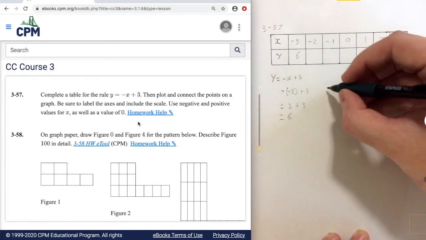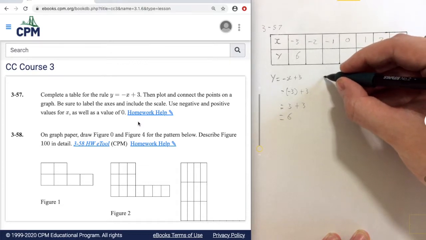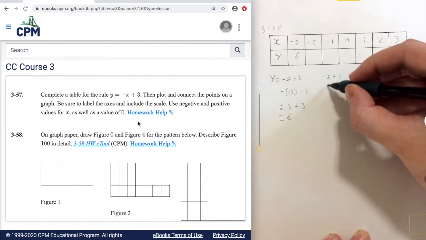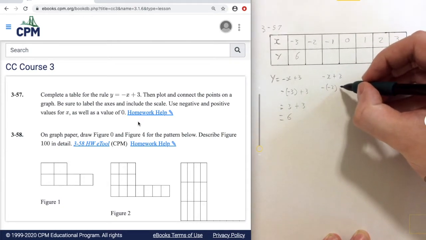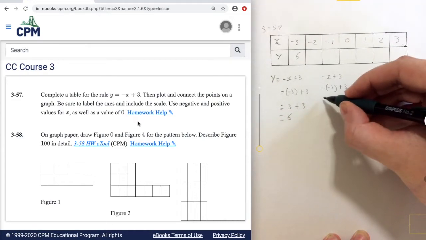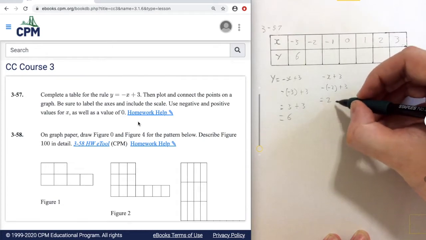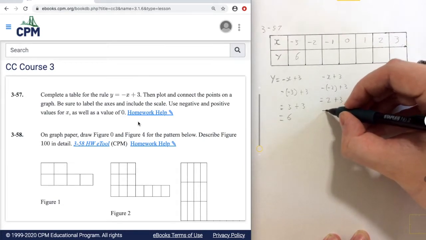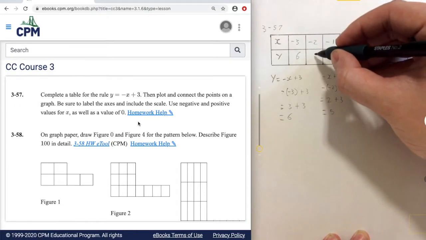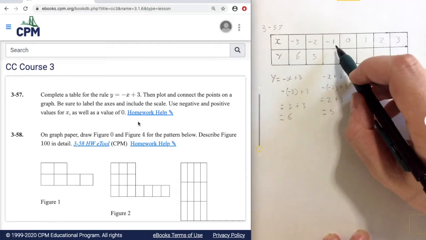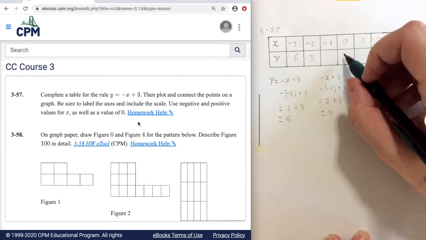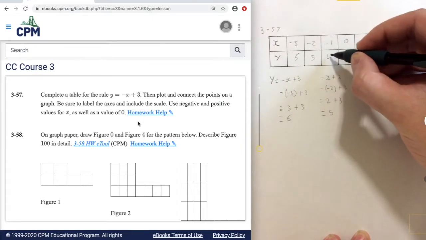So -2 here, if we plug that in, again for negative x plus 3, you're going to get -(-2) plus 3. And these two negatives are going to cancel out, and we're just going to get 2 plus 3. And that's just going to equal 5. If we do it again for the -1, a -(-1) is going to be +1, plus 3 will be 4.